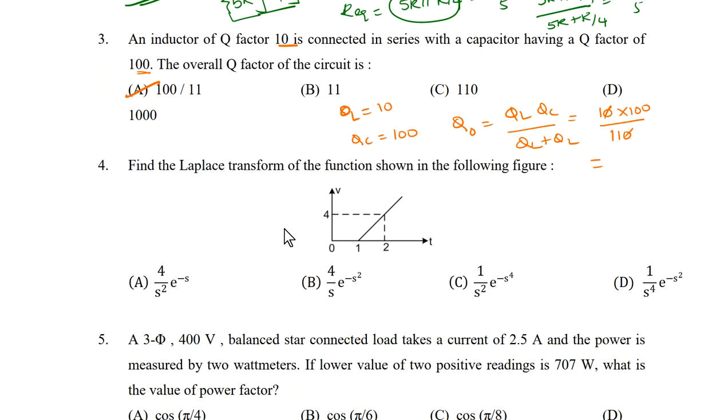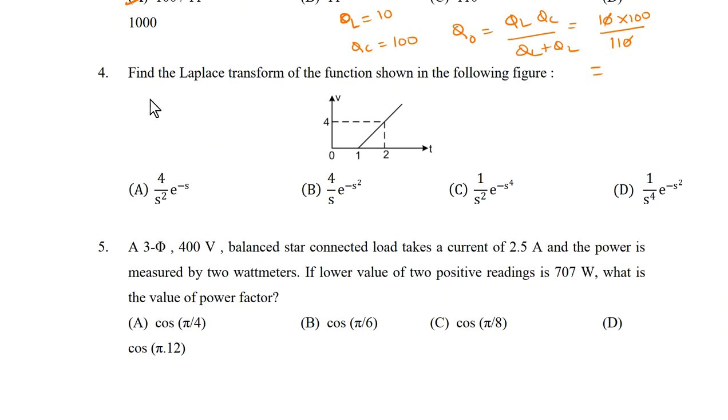Next one. This question is from control systems. Find the Laplace transform of the function shown in the following figure. In the figure, there is a magnitude of 4 volts and it's starting a ramp signal here. Its Laplace transform will be magnitude A divided by S squared into e power minus A S.